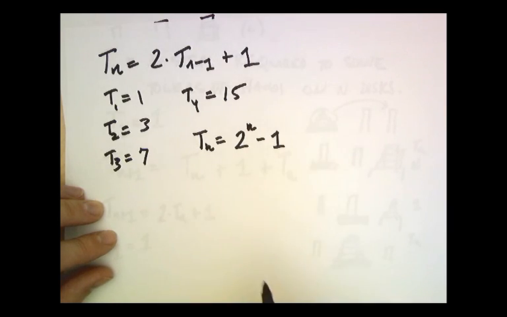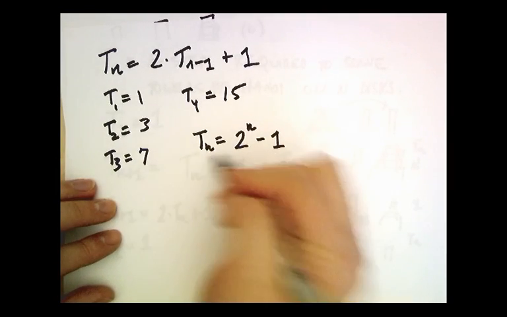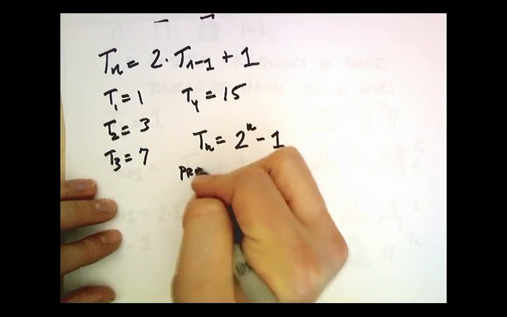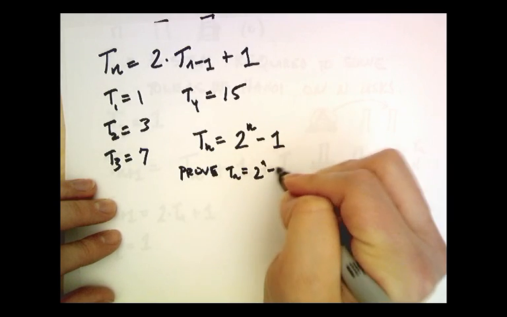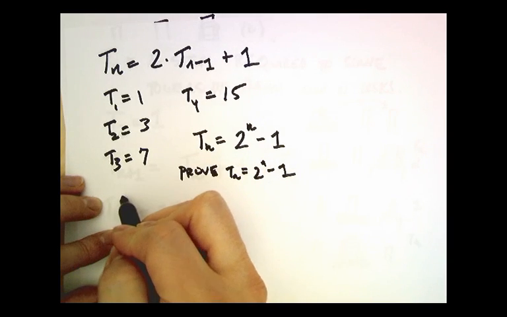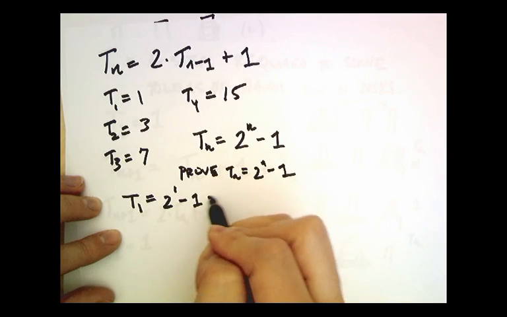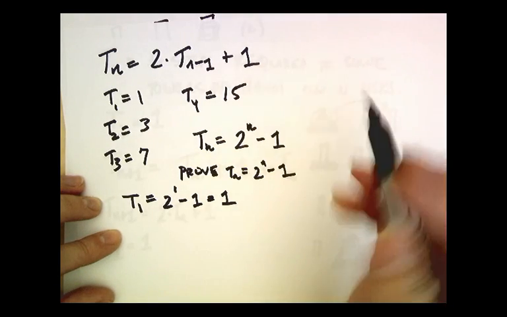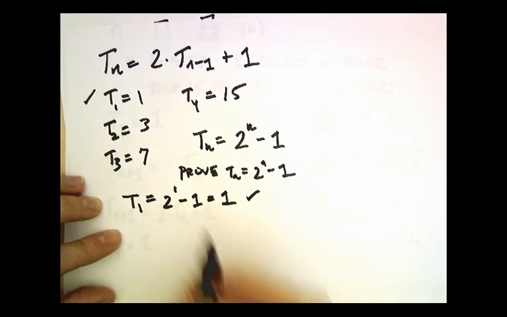How do we prove that this is correct? Well, we're going to use induction. So let's prove that T(n) = 2^n - 1 by induction. The base case would be T(1) = 2^1 - 1. This equals 1. And that's good because we had said that T(1) = 1.